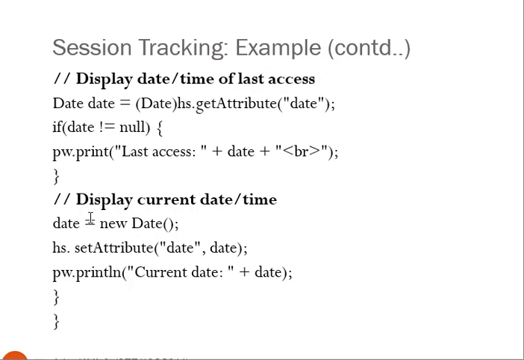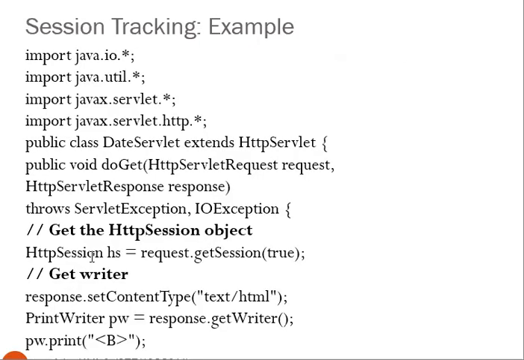What we can do is create a new date and set the attribute using setAttribute. Now for this session, if you call getAttribute again, this date will be printed. Again, these are name-value pairs: getAttribute, setAttribute. On which object are we calling them? On the HttpSession object.